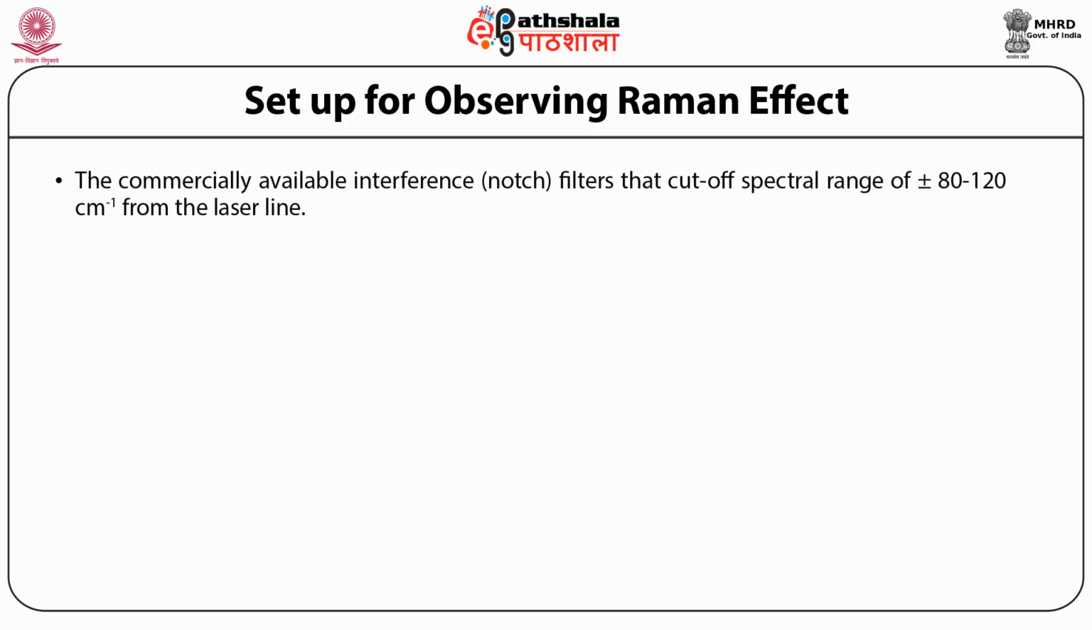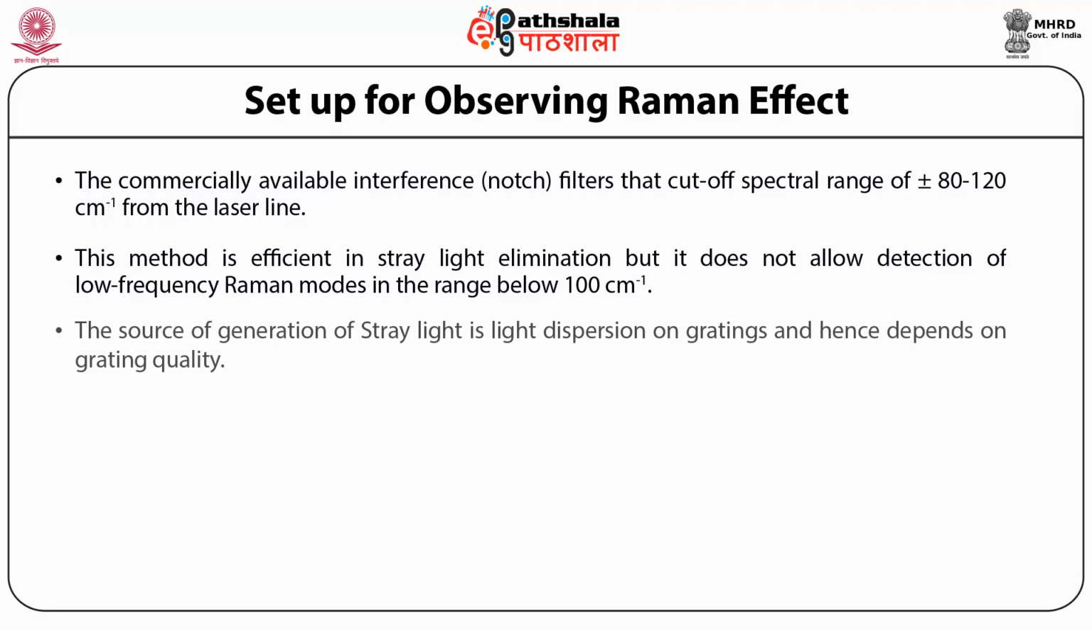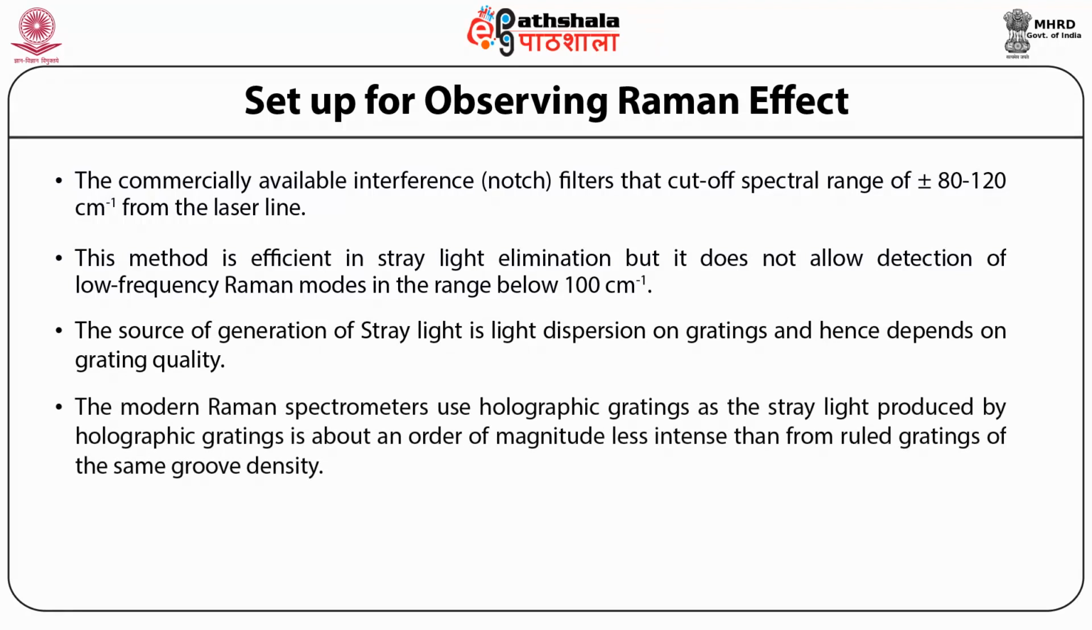Commercially available interference or notch filters cut off a spectral range of plus minus 80 to 120 cm⁻¹ from the laser line. This method is efficient in stray light elimination, but it doesn't allow detection of low frequency Raman modes in the range below 100 cm⁻¹. The source of stray light is light dispersion on gratings, and hence it depends on grating quality. Modern Raman spectrometers use holographic gratings, as the stray light produced by holographic gratings is about an order of magnitude less intense than from ruled gratings of the same groove density.